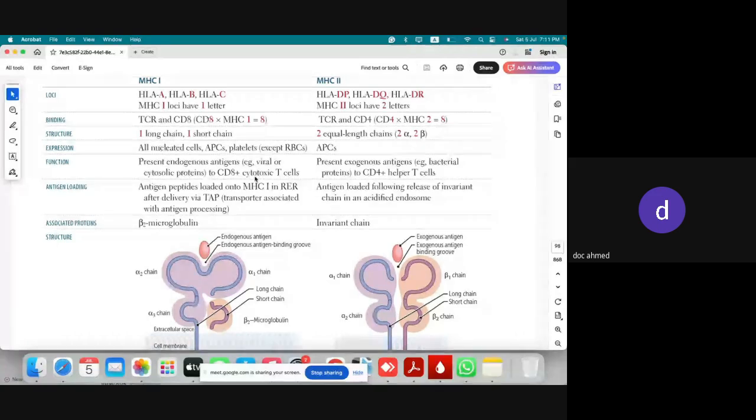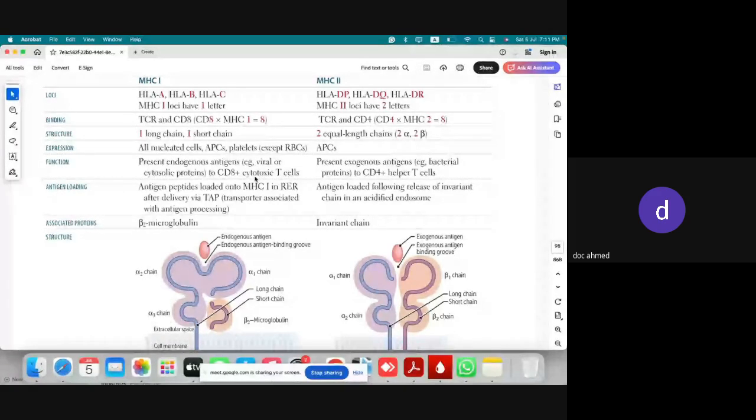Okay, so let's discuss MHC1 and MHC2. Remember, there is something called HLA. What are HLAs? That's very simple. HLAs are basically a cluster of genes which encode for MHC. That's all. That's simple, right? HLAs, or human leukocyte antigens, are a cluster of genes which encode for MHC.